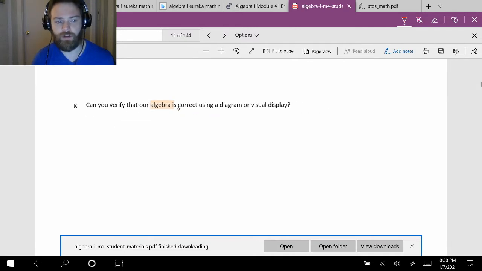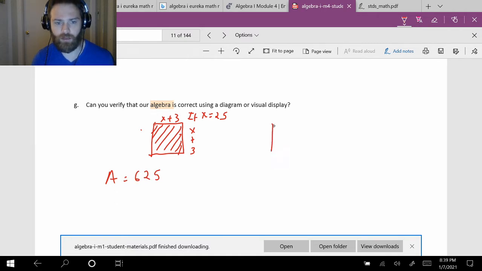So can you verify that our algebra is correct using a diagram or a visual display? Well, let's say the x term was 22. So if this is x plus 3 and x plus 3, and x is 22, that makes the side lengths 25 and 25. Well, 25 times 25 is 625. So that first area of the rectangle is going to be 625, right?